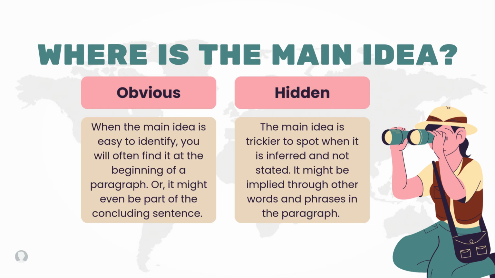When the main idea is obvious and can be easily identified, you will often find it at the beginning of the paragraph, in the first sentence, or it might even be a part of the concluding sentence. When the main idea is hidden, it gets a bit trickier to spot, because when it is inferred and not stated, that makes it harder. It might be implied through other words and phrases in the paragraph.